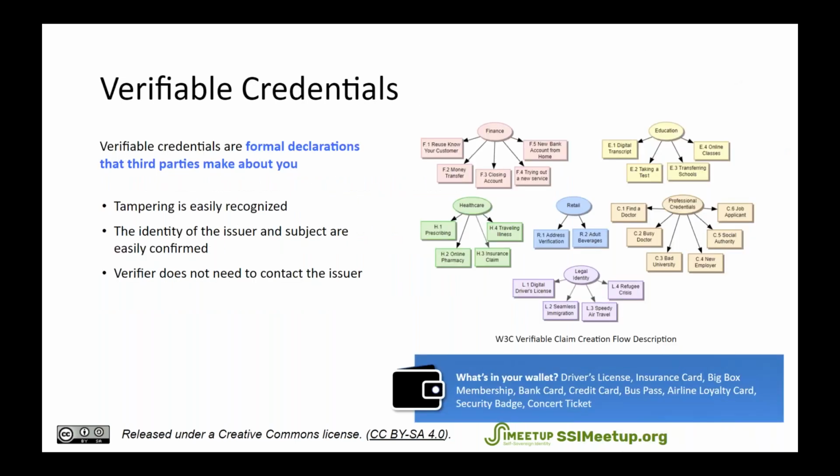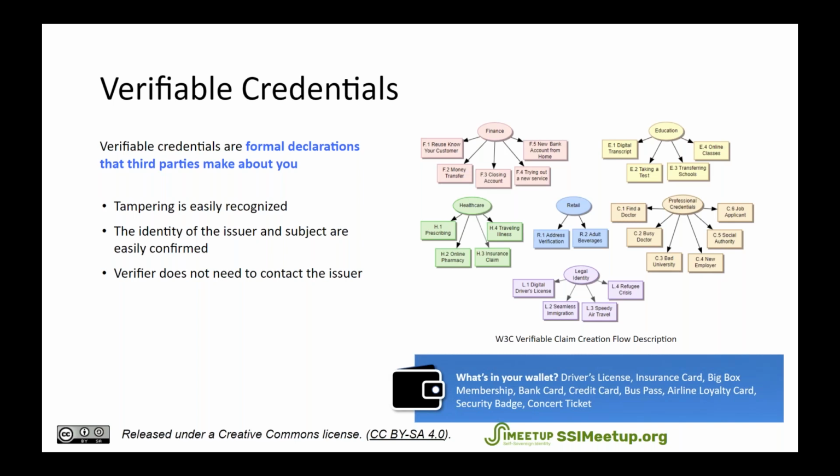Effectively, a verifiable credential is really nothing more than a formal declaration that some third party makes about you. The magic of the verifiable credential is that any tampering with a credential is easily recognized. The identity of the issuer and the subject are easily confirmed. And probably the most important thing is that the verifier, that is the party that receives the credential and wants to do something with it, wants to know some information, they never need to contact the issuer. And this is something I think makes verifiable credentials somewhat unique in terms of presenting information.